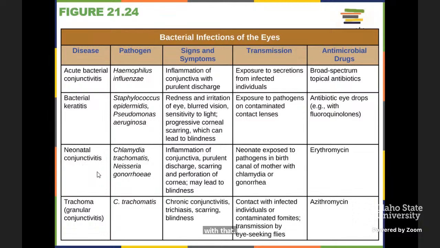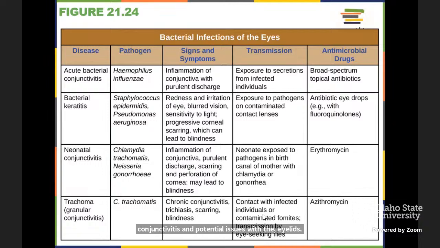The neonatal conjunctivitis, Neisseria gonorrhea was the image that we saw, but Chlamydia trachomatis, the other one. And both of these, the antibiotics to ensure that it doesn't happen. And then trachoma with the granular conjunctivitis, same. Chronic conjunctivitis and potential issues with the eyelids.